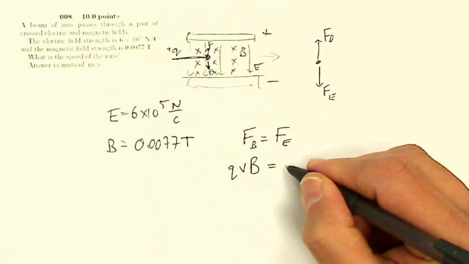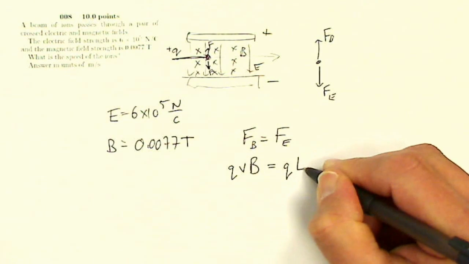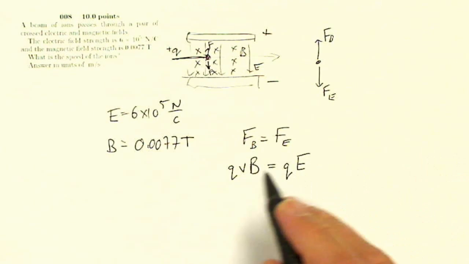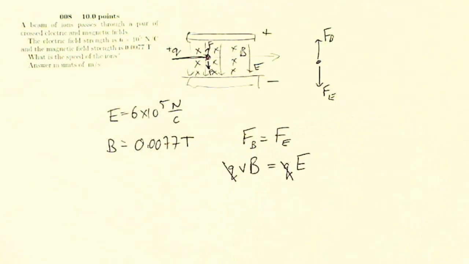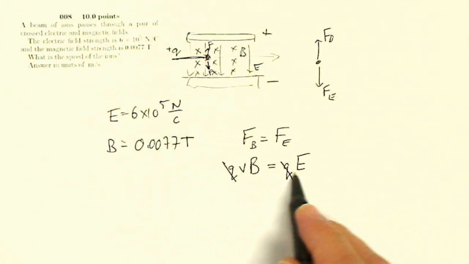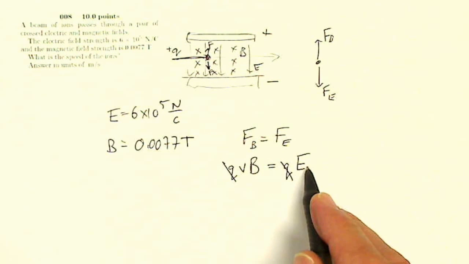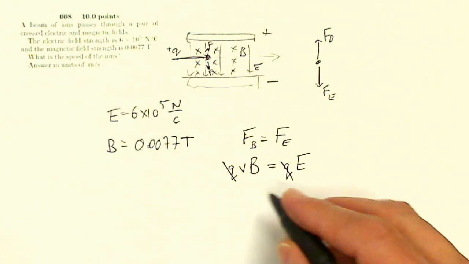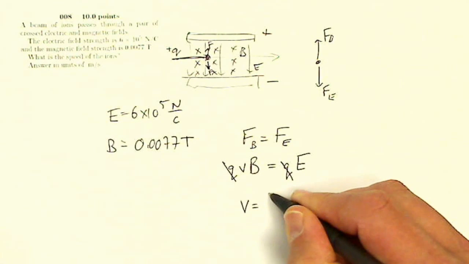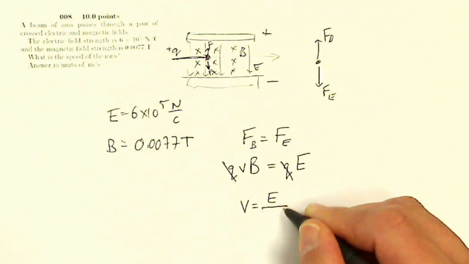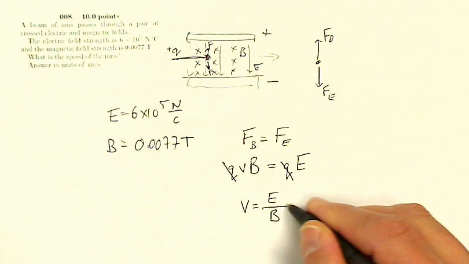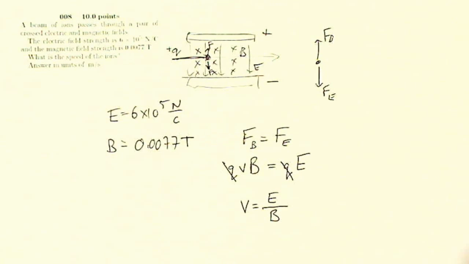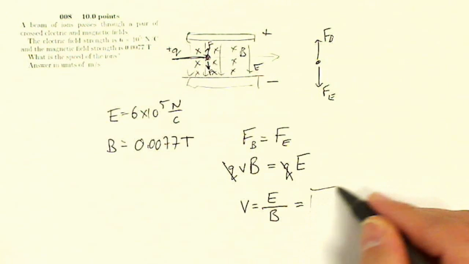Well, the electric force has to do with the charge and the strength of the electric field. Conveniently, this Q and that Q are the same, so the Q just cancels out. So any charge will behave the same way as long as VB equals E. I'm looking for the speed of the ions, so my velocity is going to be my strength of my electric field divided by my strength of my magnetic field. That's a lowercase v for velocity, is my electric field divided by my magnetic field. And that will give me meters per second.